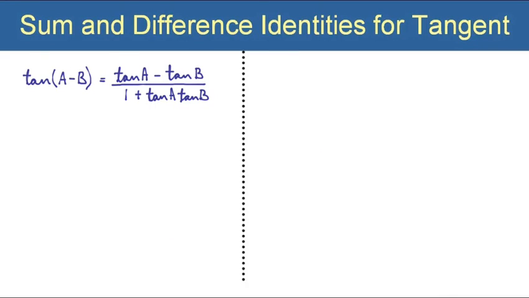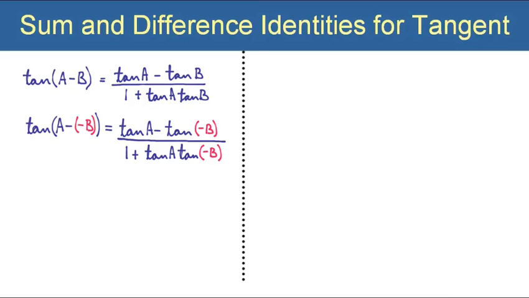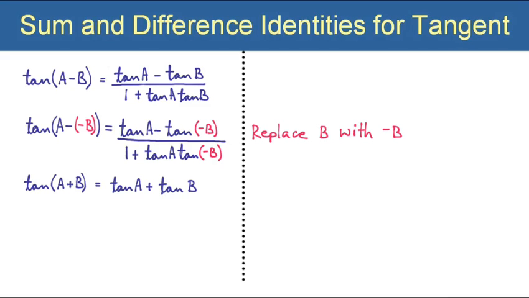Okay, now let's find the tangent of A plus B. We'll start off with tangent of A minus B, and we will do what we've done on the sine and the cosine. We'll replace B with negative B. Alright, now using our negative angle identities, tangent of negative B is equal to negative tangent of positive B. And in the bottom, same thing.